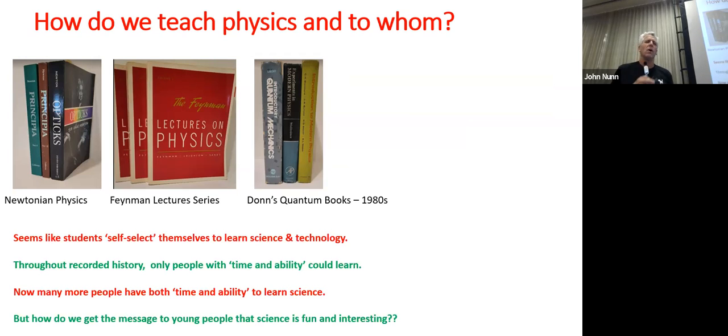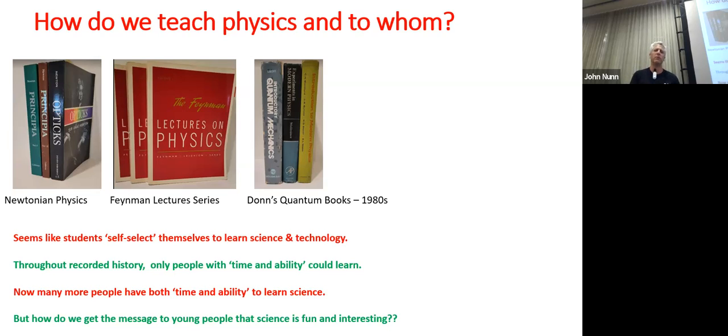It seems to me that students self-select themselves to learn science, right? They decide they want to do it or they don't. So we can only teach it to those people who have selected it. And throughout recorded history, those people have to have time and ability to learn. They can't be struggling just to survive and try to learn science. That's very hard. It takes focus. But many more people have both time and ability to learn, and that's the subset of people that we want to try and teach this to.